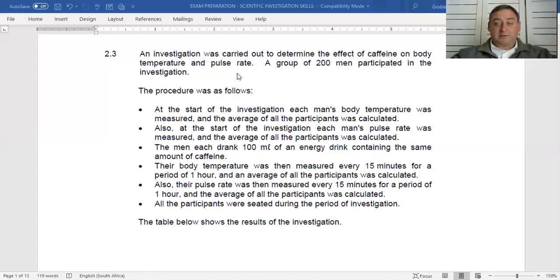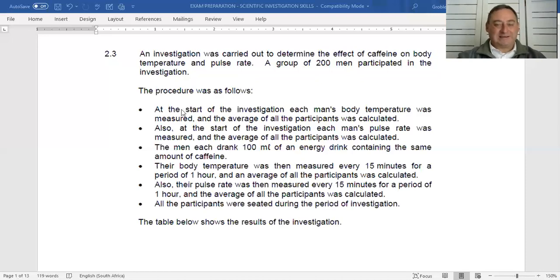Person is wondering about it. What about my pulse rate? If you take the pulse, is it perhaps going to be faster because of the caffeine? Now, what I like about this person, this investigator, he used 200, not just one person. Now that makes the results more reliable. When you use more participants or a great number like this, not just one person's pulse and his temperature, no, 200, giving them all caffeine.